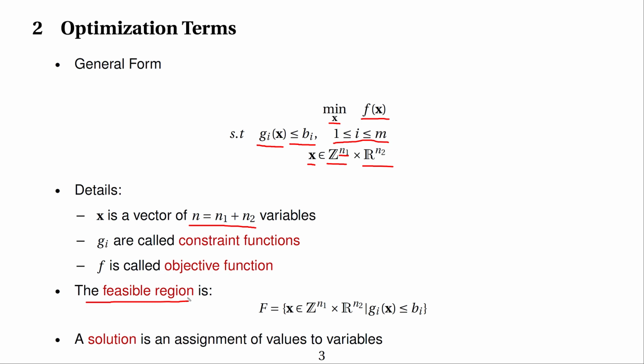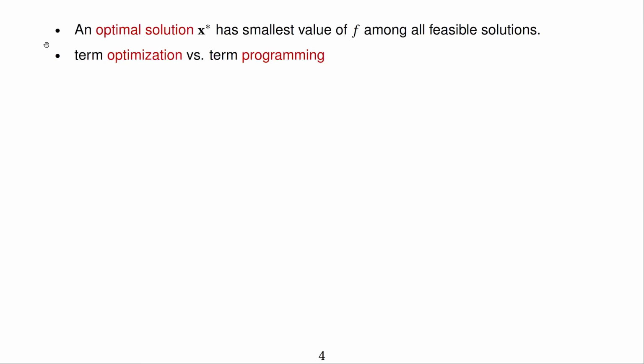The feasible region then has to combine the restrictions of the constraint functions and the fact that several variables have to be integer variables, and so the feasible region F is defined as the set of all points x that are element of Z to the power of n1 times R to the power of n2, for which the constraint functions hold. A solution is an assignment of values to variables. And often we are interested in an optimal solution x star that has the smallest value of f among all feasible solutions.